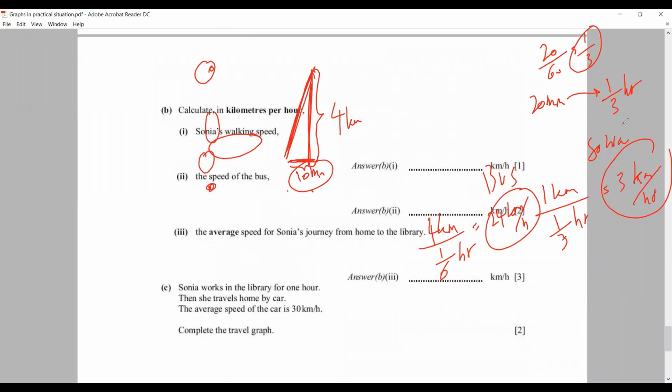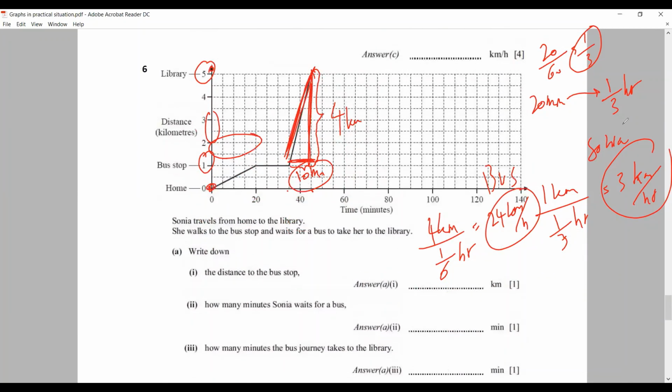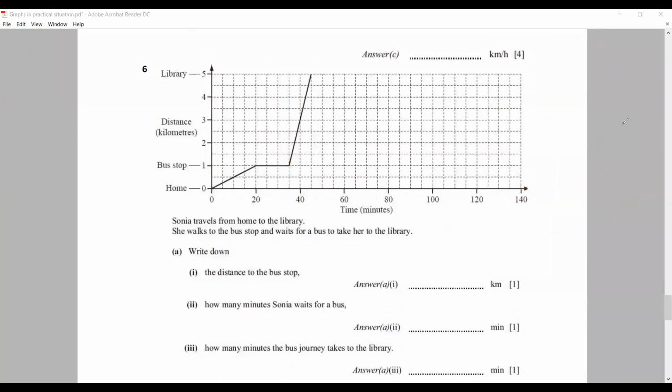The last part, the average speed for Sonia's journey from home to library. So average speed means total distance over total time. So again, don't find the area under the graph. That is wrong. We don't do that. That was for speed versus time. Here you already have the distance between home and library. That is 5 kilometers. And the time taken is basically 45 minutes.